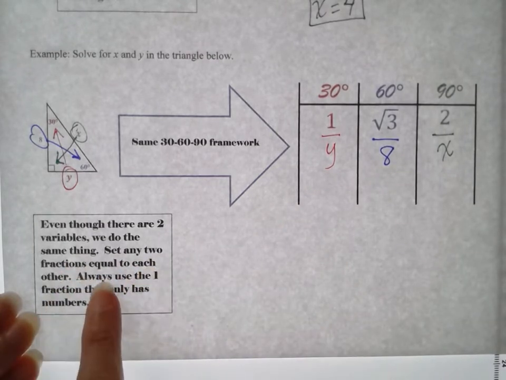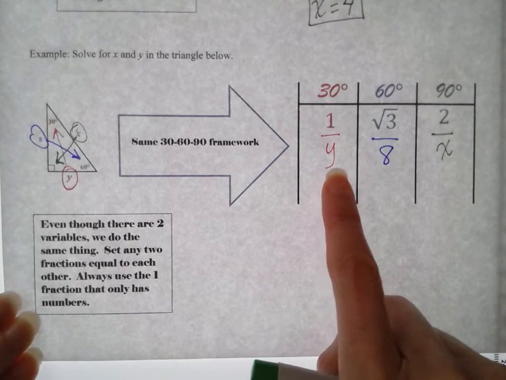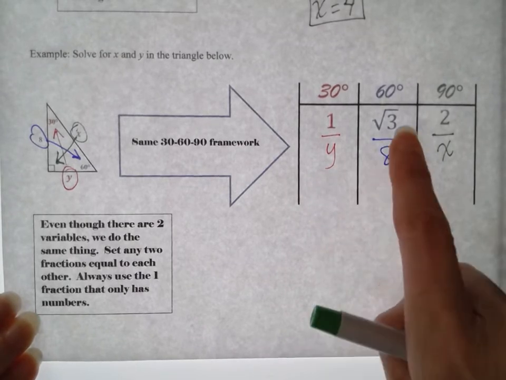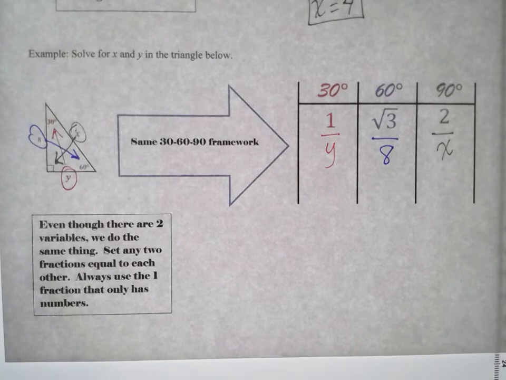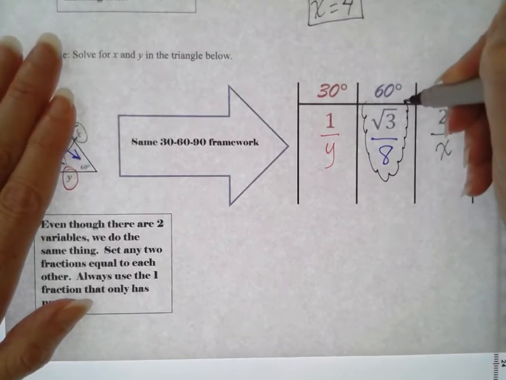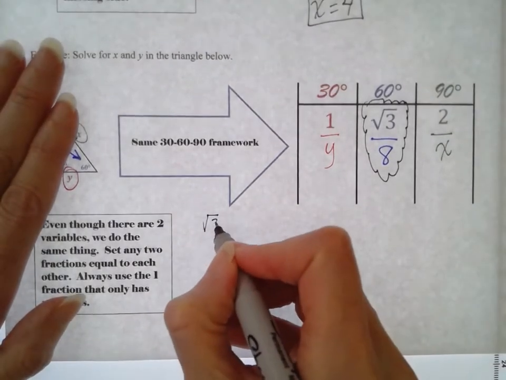Always use the one fraction that only has numbers. When I look at this fraction, it has a y. That doesn't only have numbers. When I look at this fraction, this only has numbers. When I look at the last fraction, this one has an x, so it does not only have numbers. So the one that I always want to use is this one that only has numbers. I'm going to start with that fraction, square root of 3 over 8.